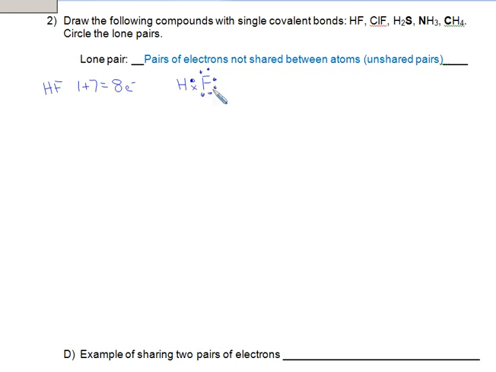Let's count the lone pairs. We have 1, 2, 3 lone pairs. This pair here is shared. This is what is the single covalent bond. So we have 3 lone pairs in this particular molecule.